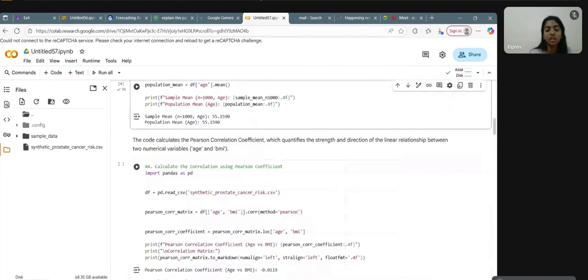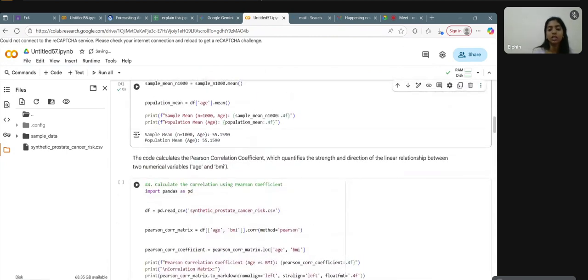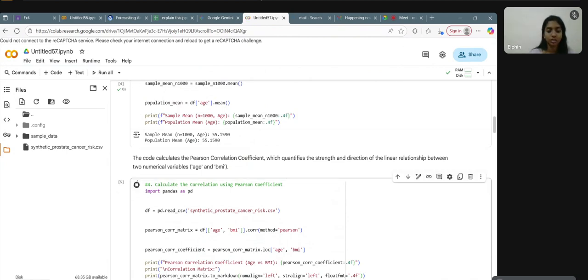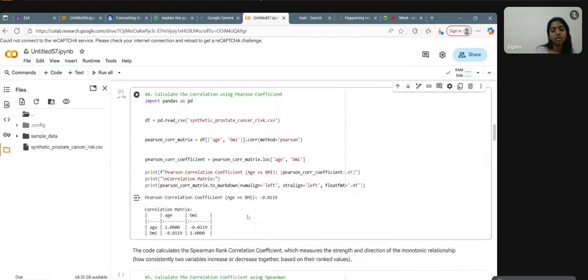Next question. Calculate the correlation using the Pearson coefficient. The code evaluates the correlation coefficient, which quantifies the strength and direction of the linear relationship between two numerical variables, age and BMI. Here we are calculating the correlation of age and BMI. See here, correlation matrix of age and BMI.